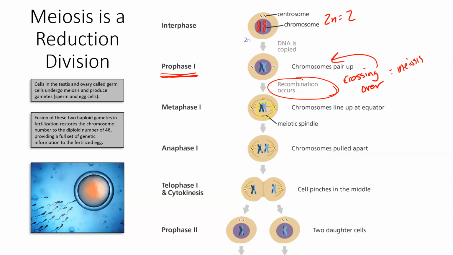Once recombination occurs, metaphase is characterized by the chromosomes lining up in their tetrads along the equator. Then in anaphase, those homologous chromosomes separate, with one going to the right and one going to the left. Eventually you have a cytokinesis event, and one cell becomes two haploid cells. Each of these cells is haploid, and now they are ready to go through meiosis 2.